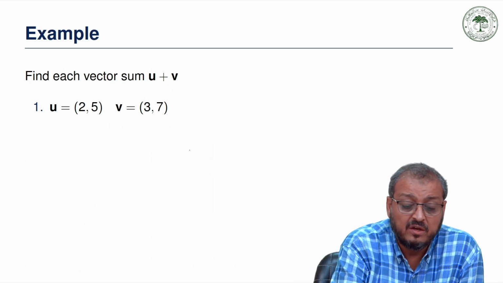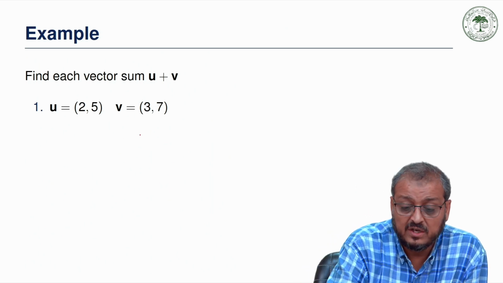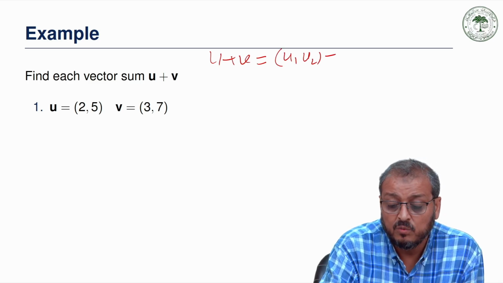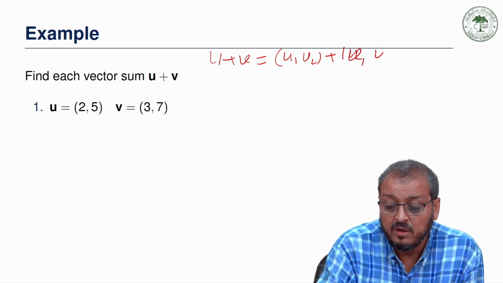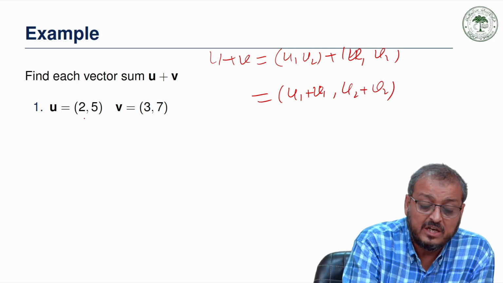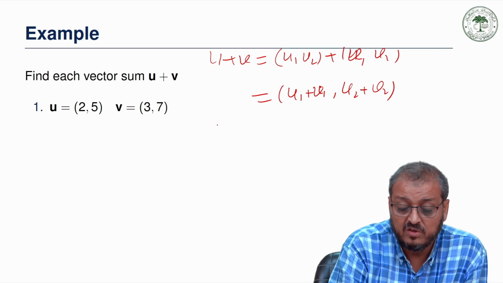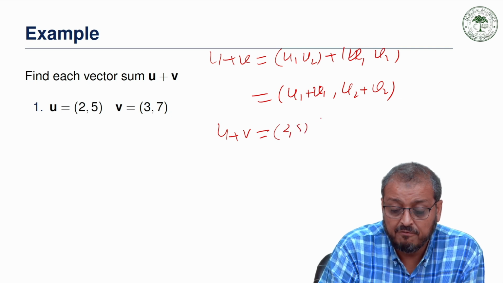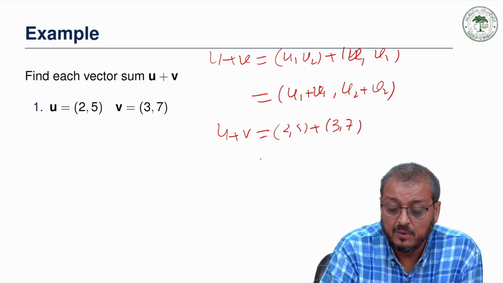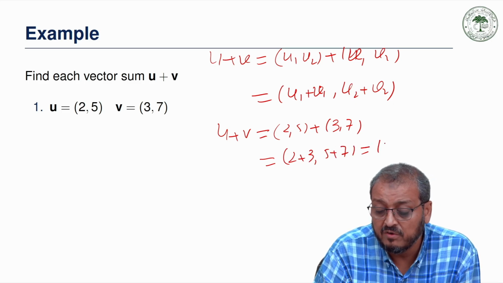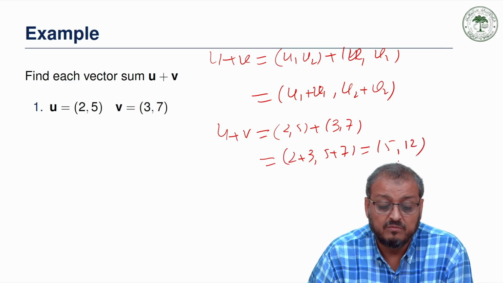That means if we find the sum of these two vectors, we know that u plus v is equal to u1, u2 plus v1, v2. By the definition, this is u1 plus v1, u2 plus v2. So u plus v can be represented as, for example, 2, 5 plus 3, 7. This can be written as 2 plus 3, 5 plus 7, so this is equal to 5 and 12.